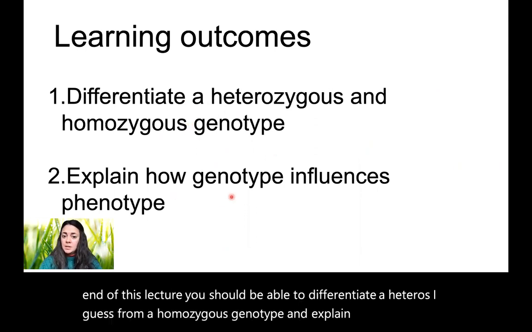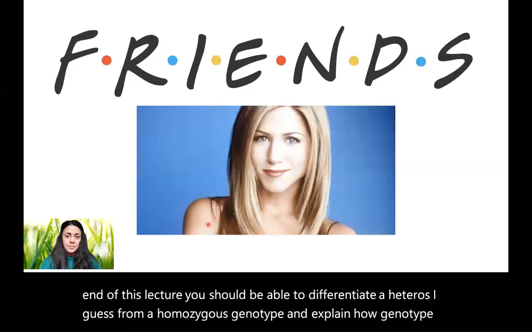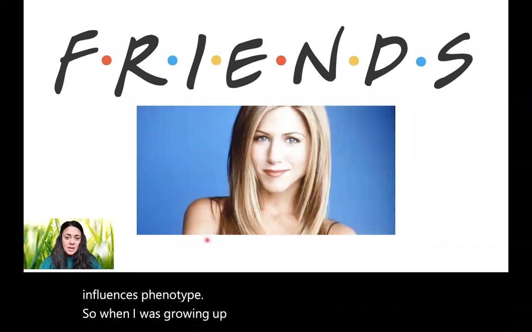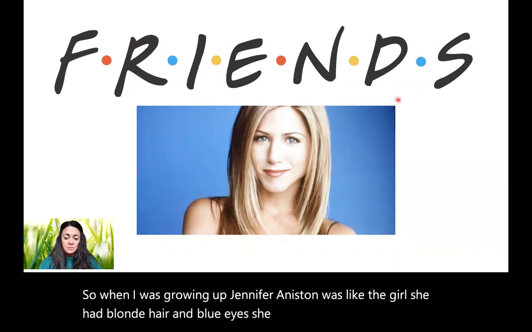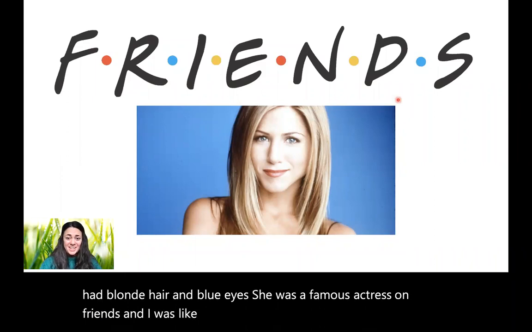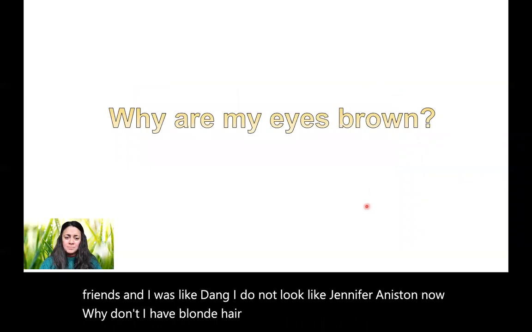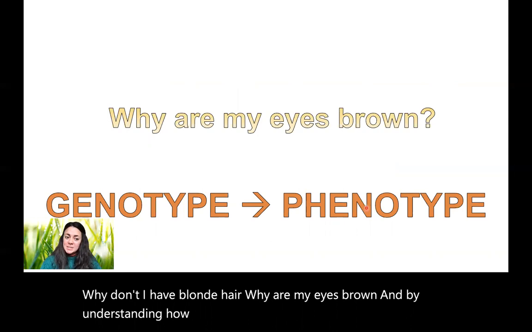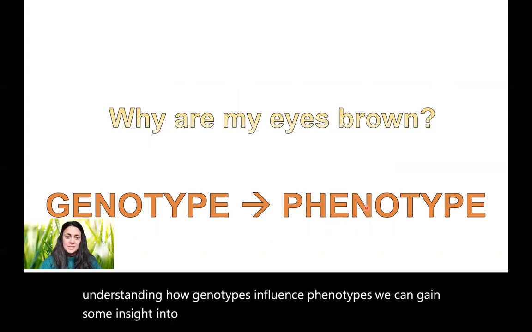how genotype influences phenotype. So, when I was growing up, Jennifer Aniston was like the it girl. She had blonde hair and blue eyes. She was a famous actress on Friends. And I was like, dang, I do not look like Jennifer Aniston. Now, why don't I have blonde hair? Why are my eyes brown? And by understanding how genotypes influence phenotypes, we can gain some insight into these kinds of questions.